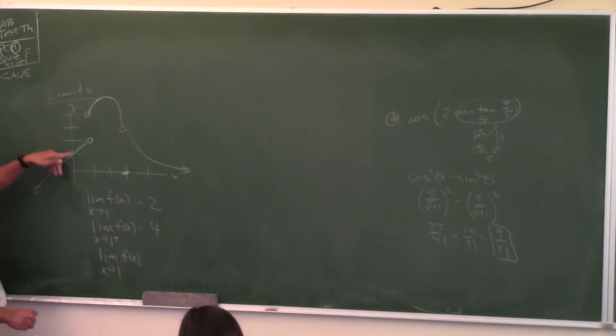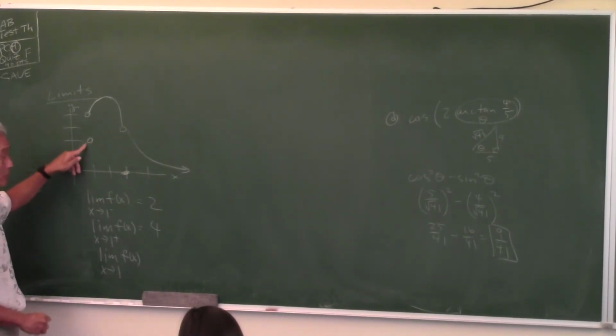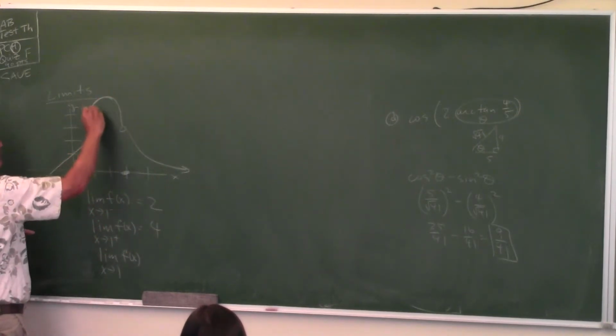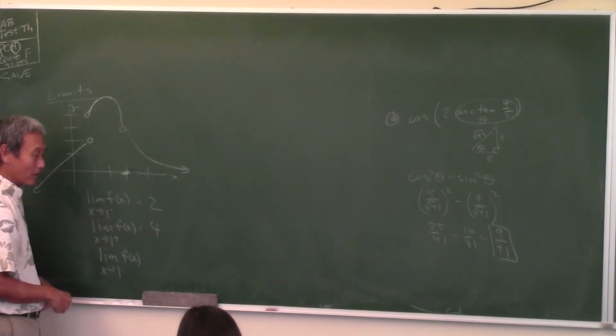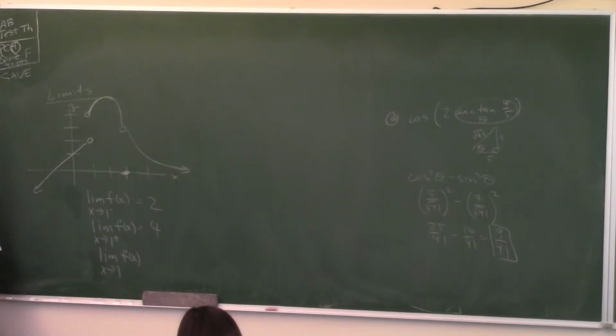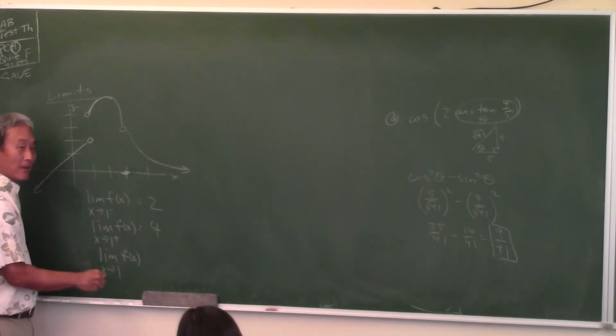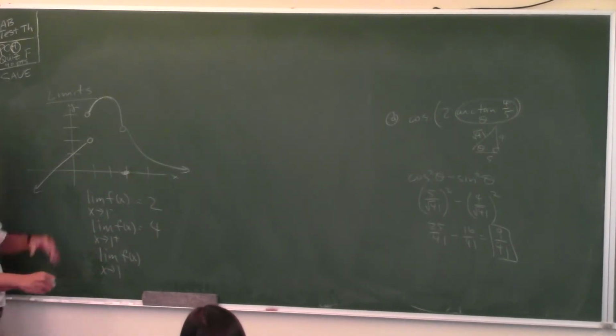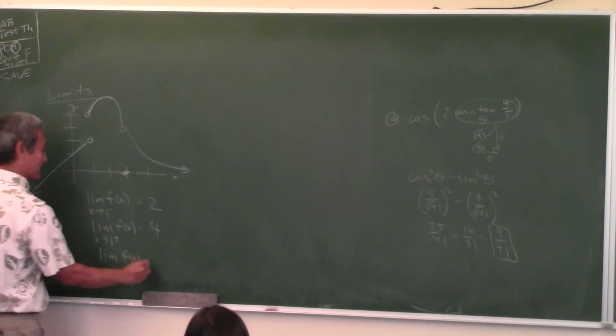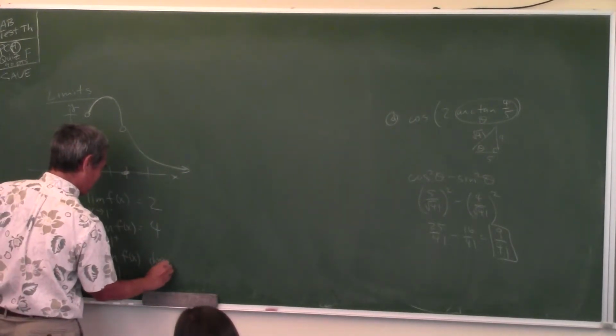If coming from the left the graph is getting closer to 2, but coming from the right the function is getting closer to 4, then what's the limit? What do I do, take the average? Take the average, 3? No! What did Mr. Cropsey teach you? The limit? Mean Girls. Remember Mean Girls. The limit does not exist.